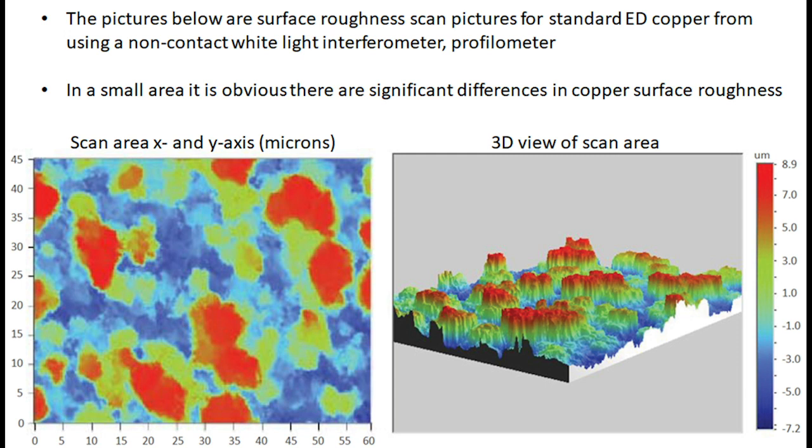Shown here is a top view of the copper being measured. In this case, it's the ED copper that was shown on the previous graphic. You can see that in a small area there are pretty significant differences in peaks and valleys.